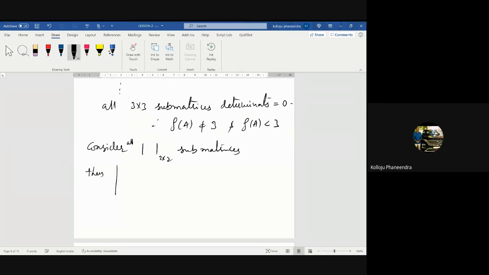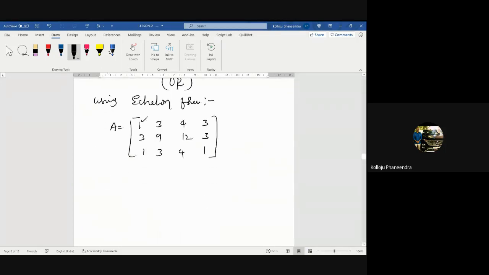Then what is that? 4, 3, 12, 3. Yes, it is not equal to 0. Therefore, what is the rank of A? 2. Now let us apply this method without any confusion.